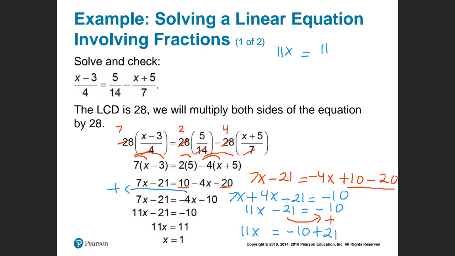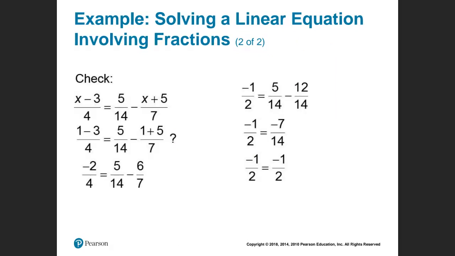So remember, our goal is to find x. That's why we have to divide by 11 on the left side. We have to divide by 11 on the right side. 11 divided by 11 is 1, so 1 times x equals x. 11 divided by 11 is 1. Now, the answer is x equals 1.